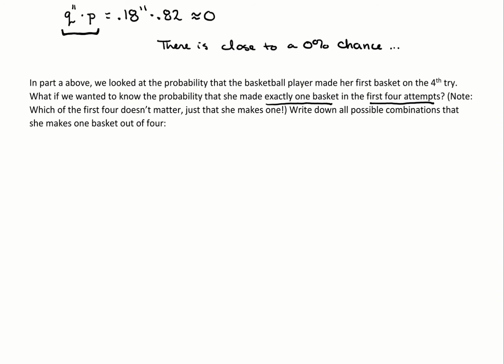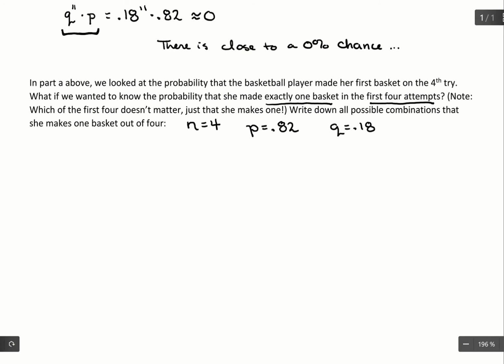The idea being she shoots a ball 4 times. So this is going to be our number of trials. So there are these 4 trials. Her probability of success is this 82%. And her probability of failure is this 0.18. So what we could do is if she shoots 4 times, we can think about all the different possible ways that she could have this occur, having 4 attempts and making 1 basket.